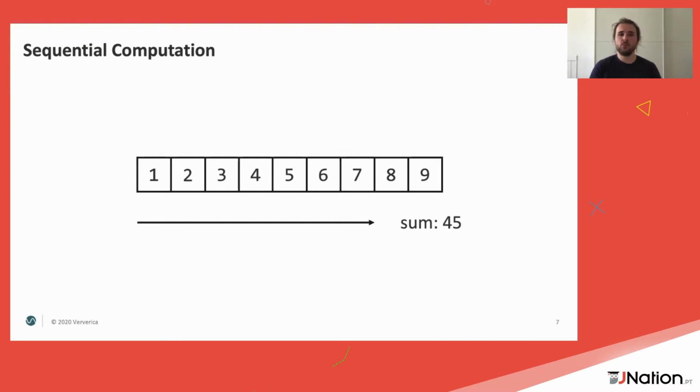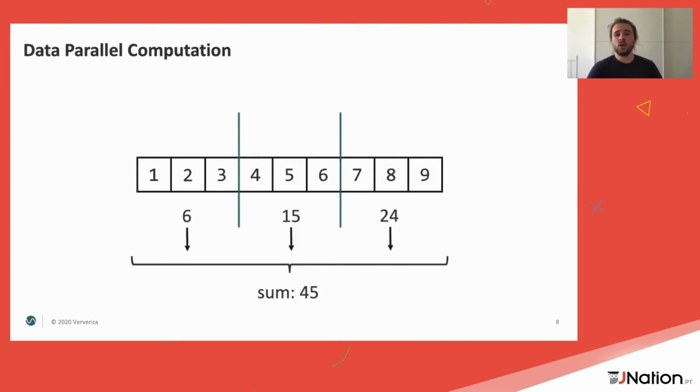So that's sequential computation. Data parallel computation, on the other hand, is a programming model or a paradigm where you split up individual packets of work and you compute results independently, and then you combine those results together. So for example, for computing the sum of numbers, you could first sum up the first 3 numbers, then the next 3, and so on, and then sum up these numbers.